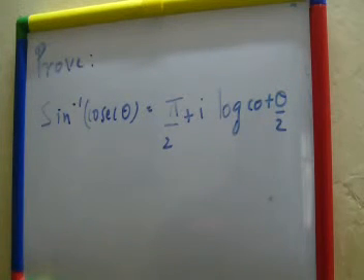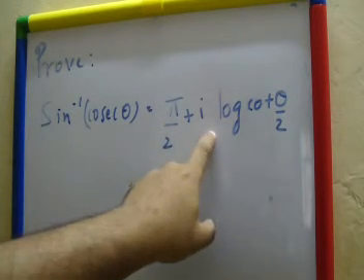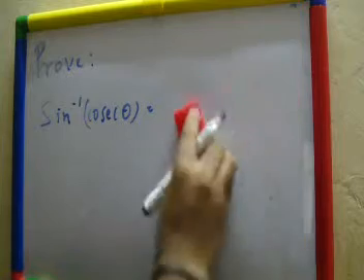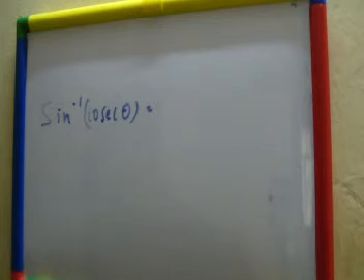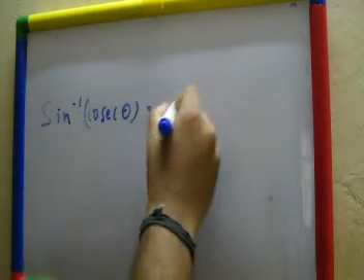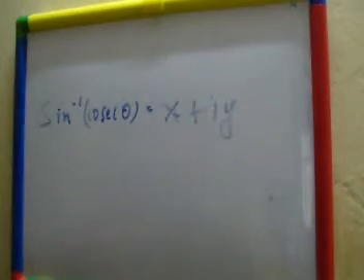Now let us solve one more problem wherein we need to prove sin inverse cosec theta is equal to pi by 2 plus i log cot theta by 2. Okay, so in our proof, let me consider sin inverse cosec theta as x plus iy, because our proof is demanding the real part and the imaginary part. So the real part is x and imaginary part is y.